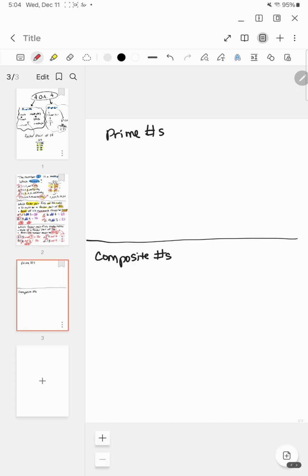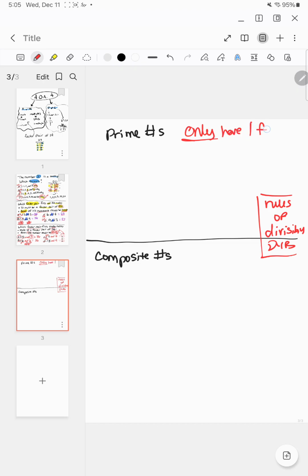Now, with that being said, I had a lot of students struggling with prime numbers and composite numbers, and I want to make it very clear what a prime and composite number is. One way that can really help is knowing your rules of divisibility and using your dump your brain. For example, prime numbers are numbers that only have one factor pair, which means they're going to have 2 factors, and that's it.